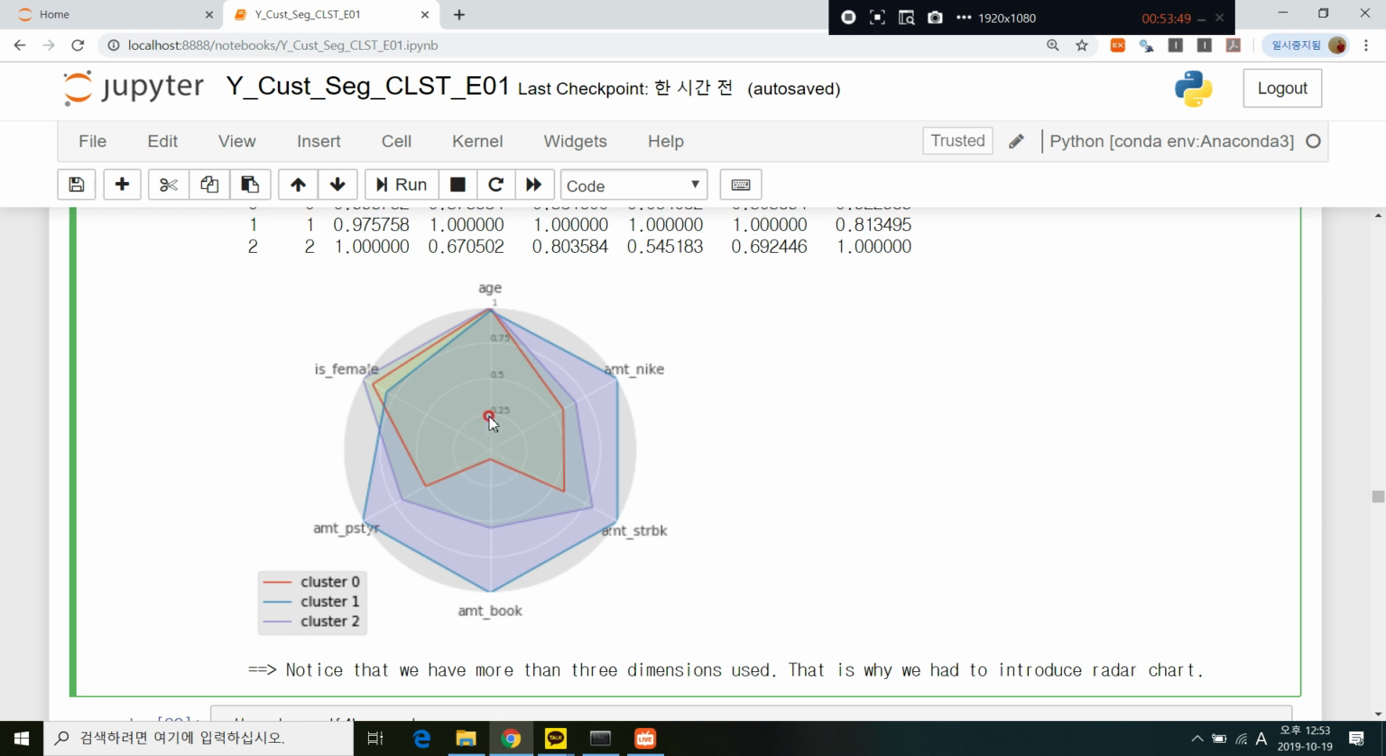Notice that we have more than 3 dimensions. Remember, that is why we have to introduce this kind of new, a little bit different kind of chart. It's not just a decoration, because we have many dimensions. To compare and understand the difference among the groups, we need the entire features at the same time. That is why we introduced this.